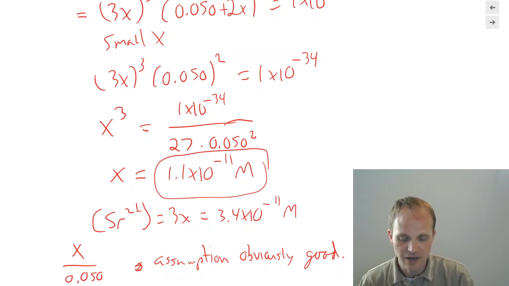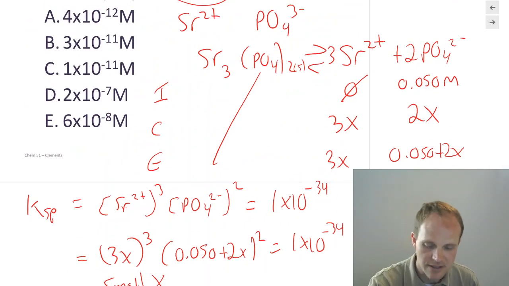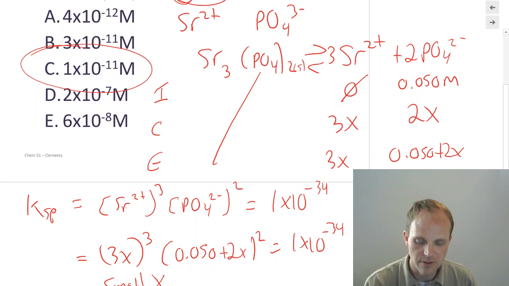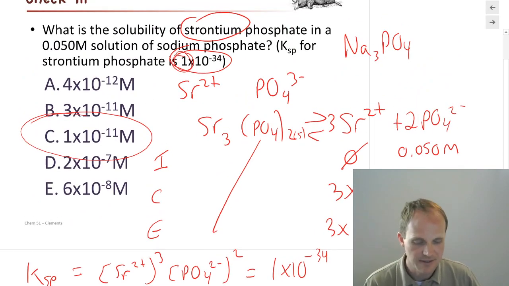All right, so 1.1 times 10 to the minus 11th. Ooh, why do I only have one significant figure? Because I only had one significant figure in my Ksp value. So 1 times 10 to the minus 11th molar is the solubility. So your answer is C.